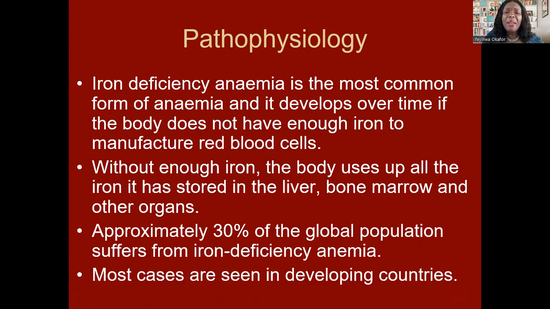Iron deficiency anemia is the most common form of anemia, and it develops over time. If the body does not have enough iron to manufacture red blood cells, it develops over time. Without enough iron, the body uses up all the iron it has stored in the liver as ferritin, in the bone marrow macrophages as ferritin and hemosiderin, and in other parts of the body. The body will just use up all body iron stores. Approximately 30% of the global population suffers from iron deficiency anemia.